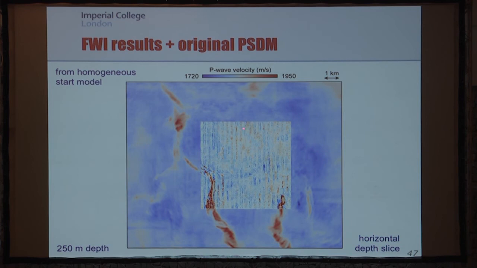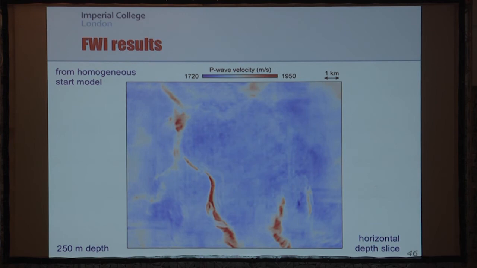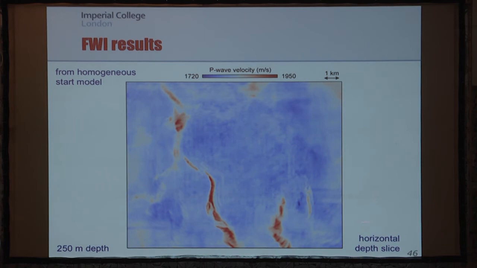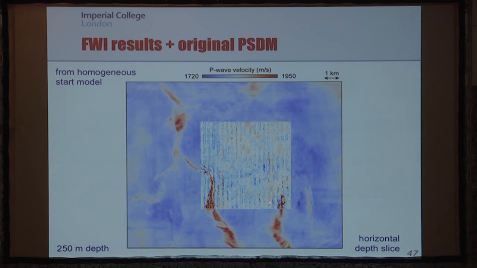But what you can see is there's a strong correlation between the two data sets. In this one, the colors mean velocity. In this one, the colors mean reflectivity. There's no a priori reason why the absolute velocities and the reflectivity should correlate, but they very often do. And here you can see they correlate, and they correlate in detail. So if you look down in this region, the velocity model has two little lobes in it, a lobe here and a lobe there, and the PSDM has exactly the same structure.